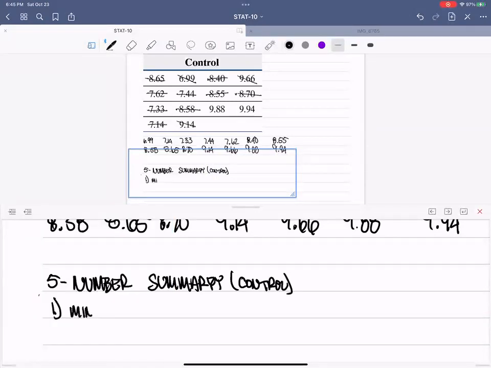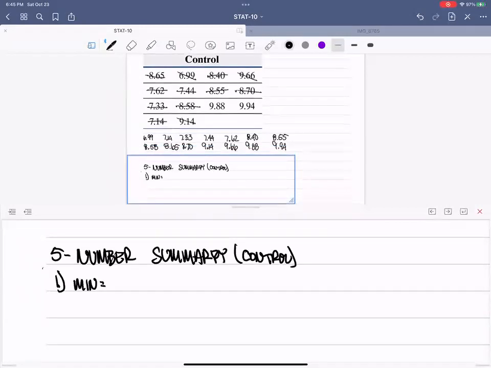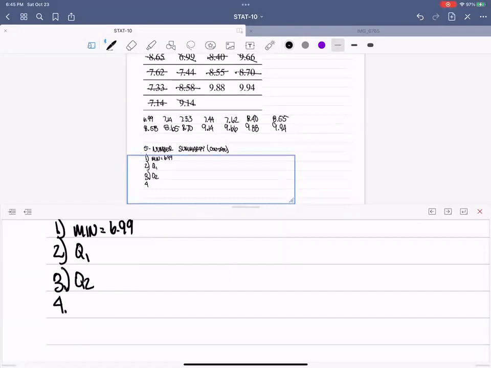So minimum data value, that ends up being the smallest data value in that set. So 6.99. Our second number, Q1. Third number, Q2. Fourth number, Q3. Fifth number, maximum value, which we could get here too, 9.94.